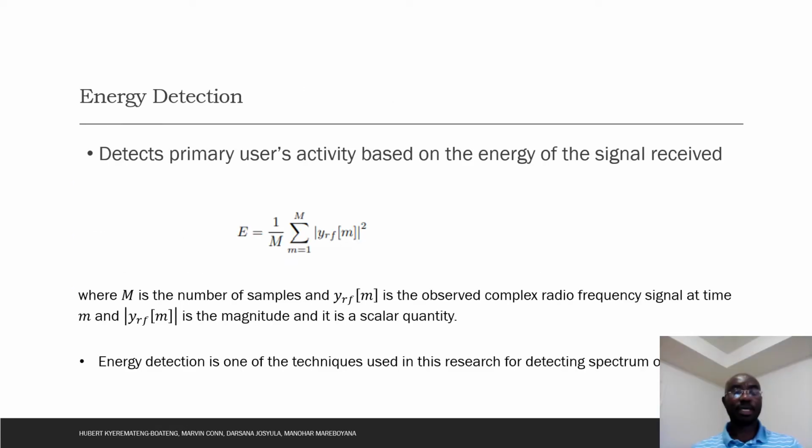Background information. Energy detection. Energy detection detects primary users' activity based on the energy of the signal received. Using this energy calculation, where M is the number of samples and YRFM is the observed complex radio frequency signal at time M, and RFM is the magnitude and its scalar quantity. Energy detection is one of the techniques used in this research for detecting spectrum occupancy.